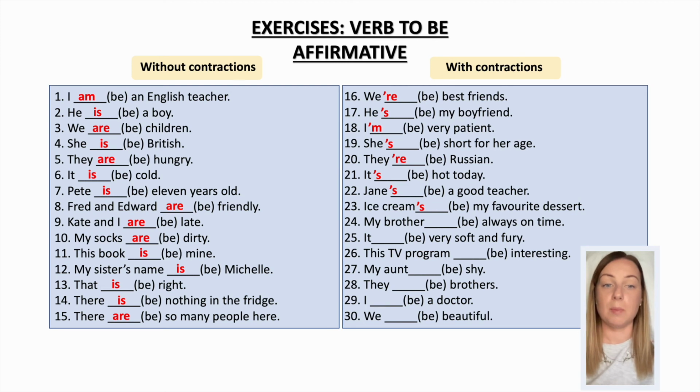Number 23, ice cream's my favourite dessert. Number 24, my brother's always on time. Number 25, it's very soft and furry. Number 26, this TV program's interesting. Number 27, my aunt's shy. Number 28, they're brothers. Number 29, I'm a doctor. Number 30, we're beautiful. Okay, you have just finished your first lesson of the verb to be in the affirmative form.